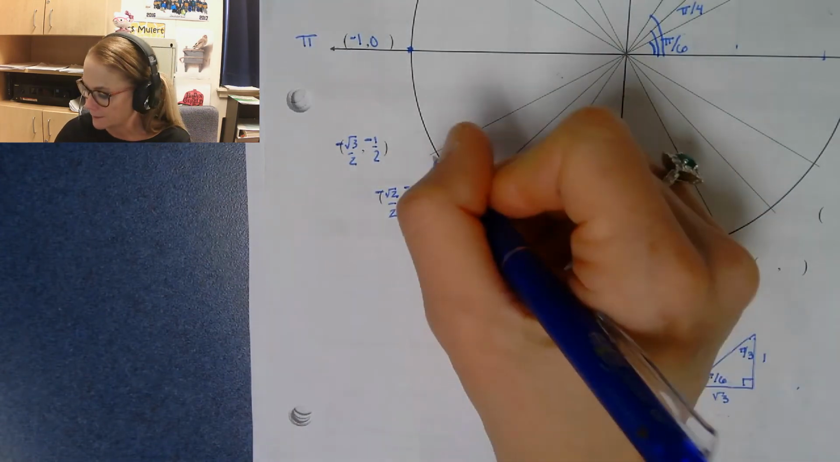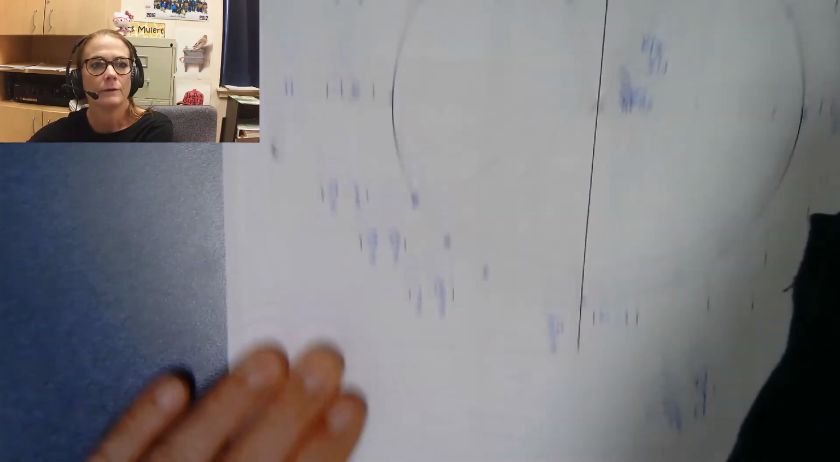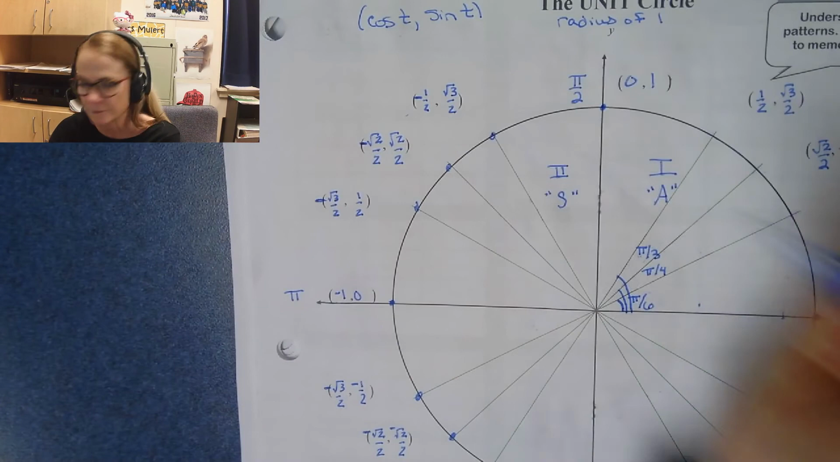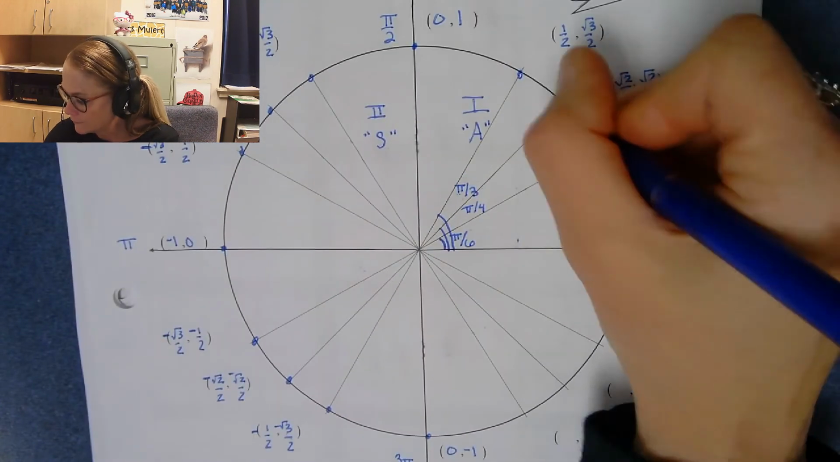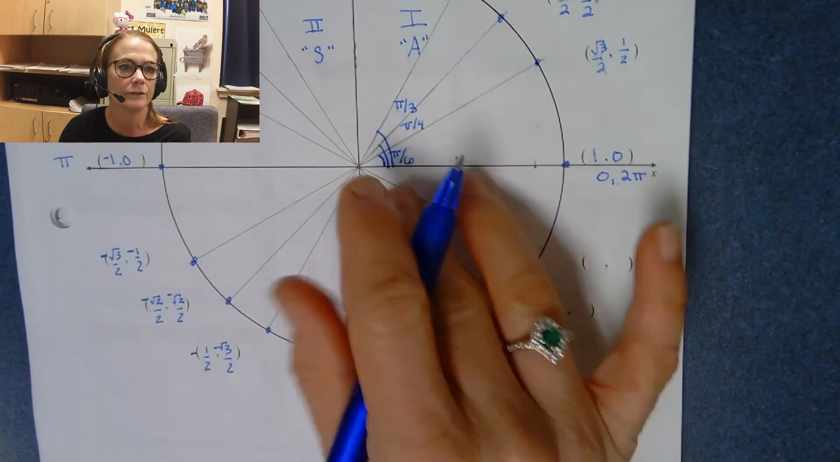And that's just this point on the unit circle, this point on the unit circle. Over here it was this point on the unit circle, this point on the unit circle. So let's do our last quadrant, and then we'll talk about the degree measures as we go around.